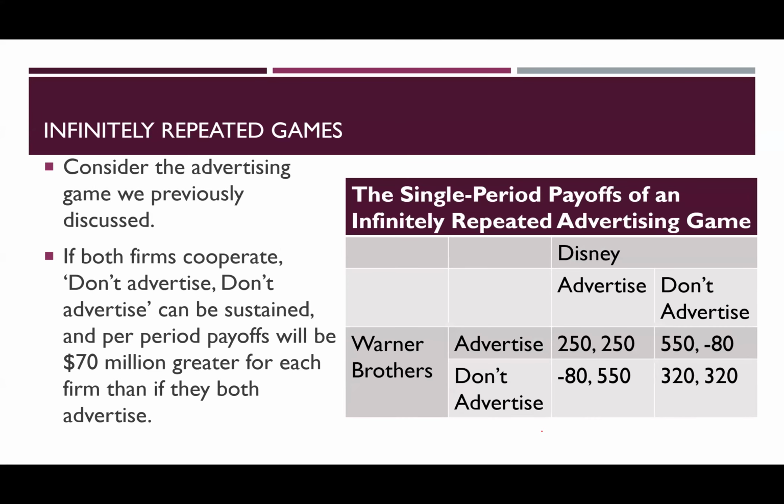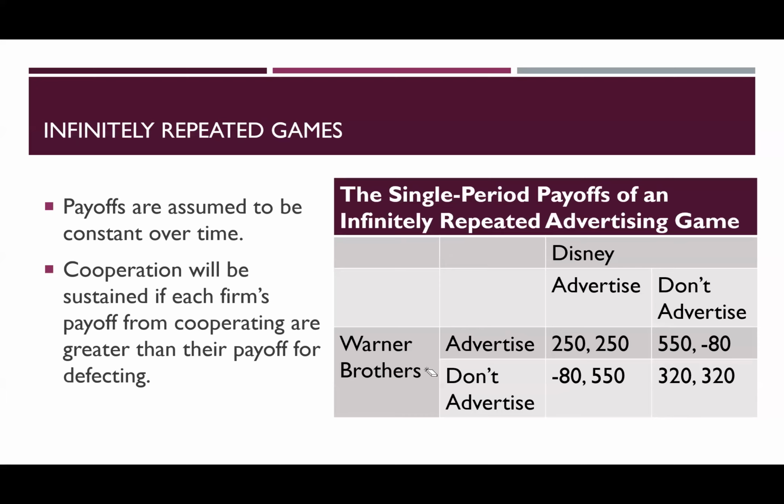All right. If we look at the advertising game from previously, we found that the Nash equilibrium was advertise when Warner Brothers and Disney play this game just a single time, and they each get 250 million. What we're going to do now is see if these two companies play this game repeatedly on an infinite time horizon, right? They don't know when it's going to end. Can they sustain cooperation such that they both don't advertise and earn 70 million more, such that they earn 320 million each? Okay.